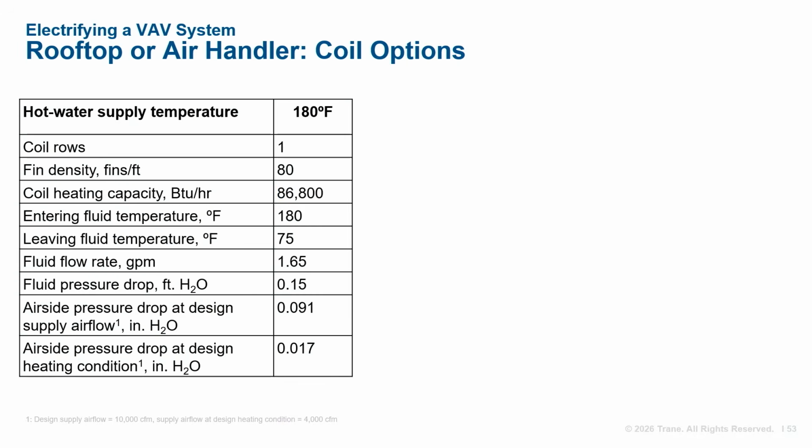Here's the original single roll coil selected at 180 degrees and 80 fins per foot to make 86,800 BTUs per hour. Heated water flows at 1.65 GPM. The coil has a fluid pressure drop of 0.15 feet of water and an airside pressure drop of 0.017 inches of water at the design heating condition.